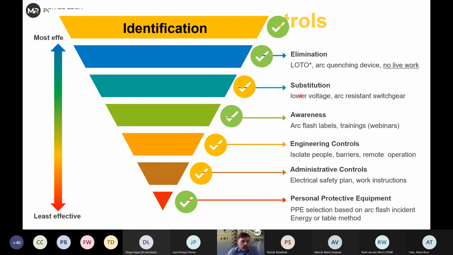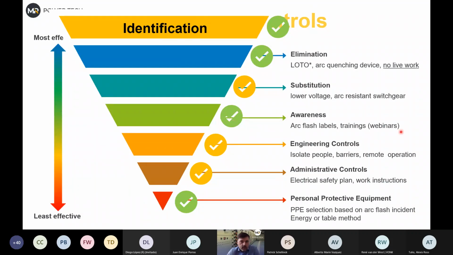So you might use lower voltage, like low voltage below 50 volts, which in most cases is not possible on existing projects. But we might replace, for example, switchgear with arc resistant or internal arc classified switchgear. That's possible. Awareness. So this is optional to have, but green means that it should be in our ACFAS study.